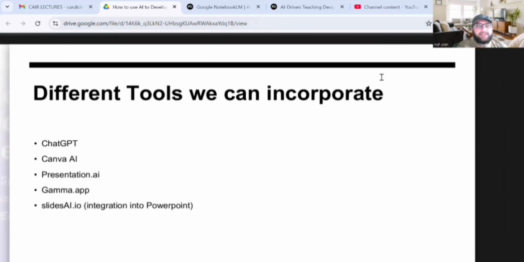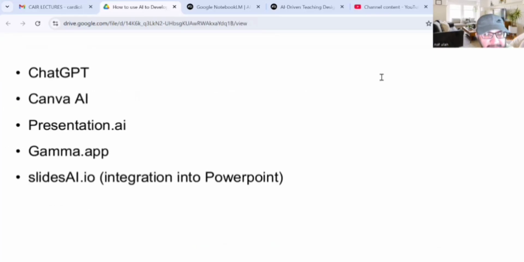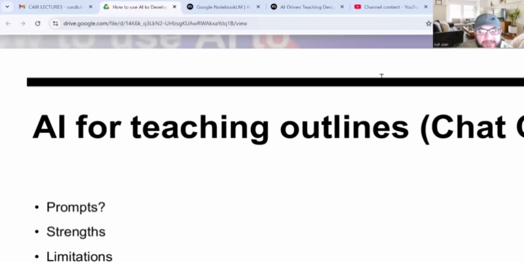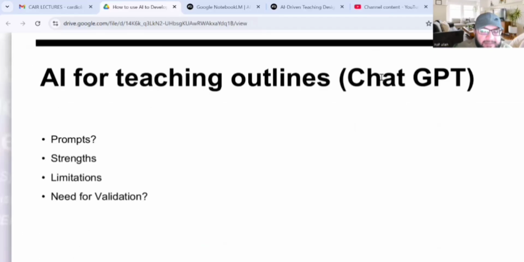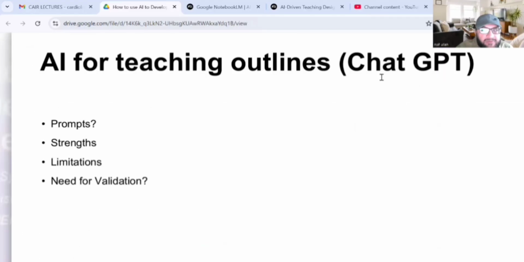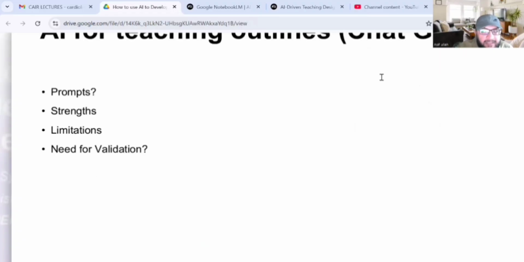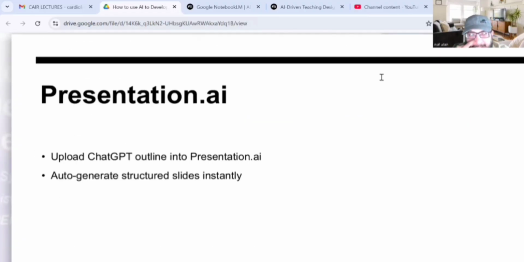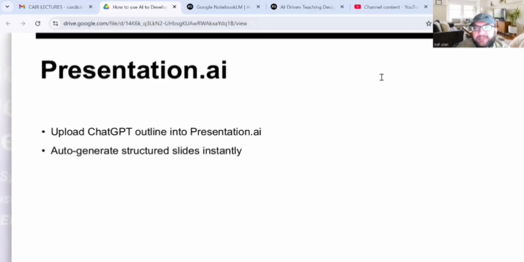There are different tools we can incorporate, including ChatGPT, Canva AI, Presentation AI, Gamma, and slides.ai.io, with integration into PowerPoints. So, AI for teaching outlines: ChatGPT. Prompts are important. There are some good strengths, but there are limitations. They won't give you clear slides, and you need to validate what has been given in the output. Presentation.ai: upload the ChatGPT outline into presentation.ai and auto-generate structured slides.